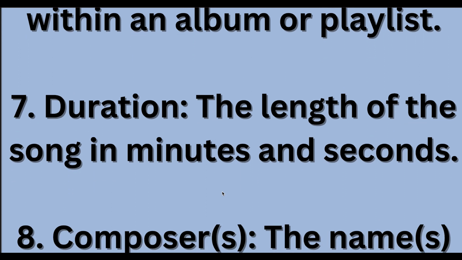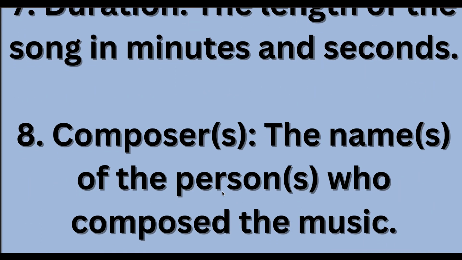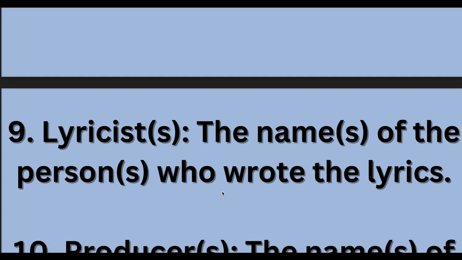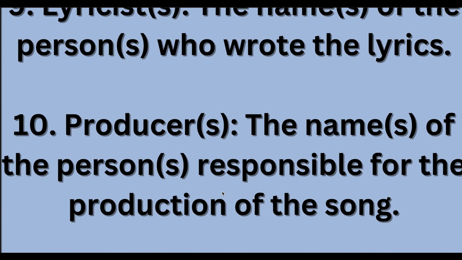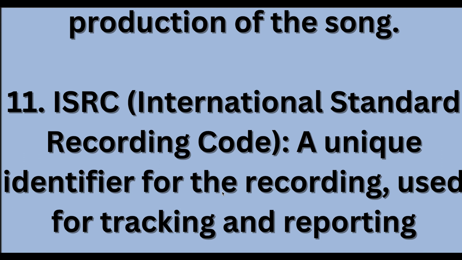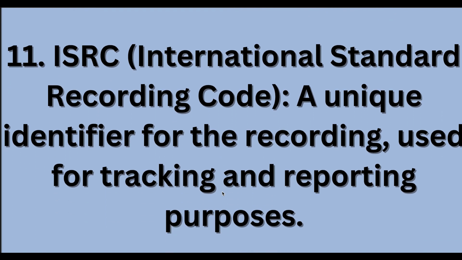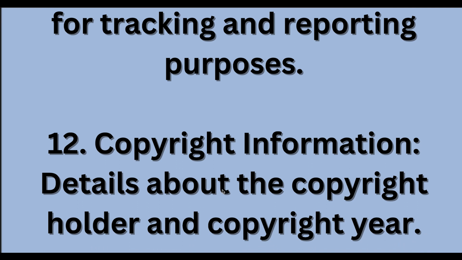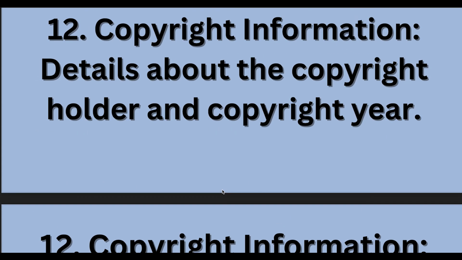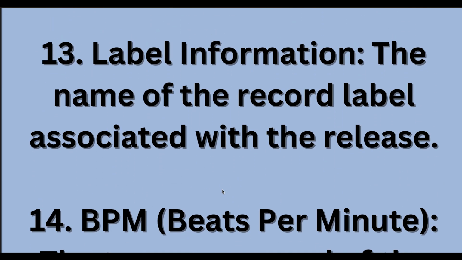The duration, the composers, the lyricist or lyricists, the producers. Make sure you're giving the producers the credit. Your ISRC. This is a unique identifier for the recording used for tracking and reporting purposes. Copyright information. Details about the copyright holder and the copyright year. Label information. The name of the record label associated with the release.